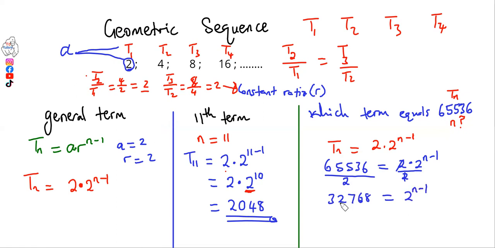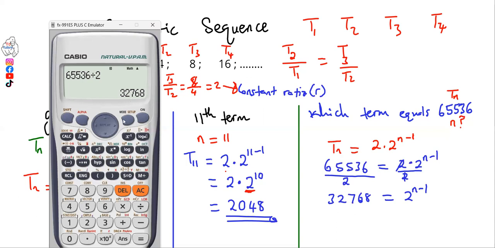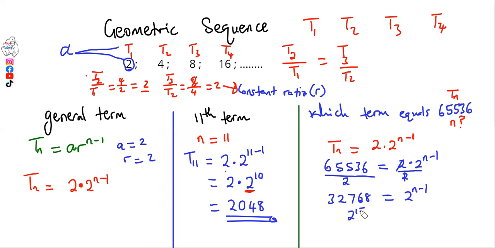Remember, when you're dealing with this kind of problem and you have the value, you use shift fact. It will give you the prime factors of that value, which is the actual exponent. So type 32768, press equals, then shift fact, and you can see that it is 2 to the power of 15. So 2 to the power of 15 equals 2 to the power of n minus 1.